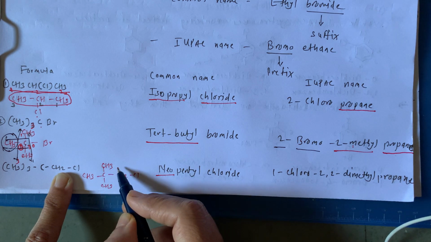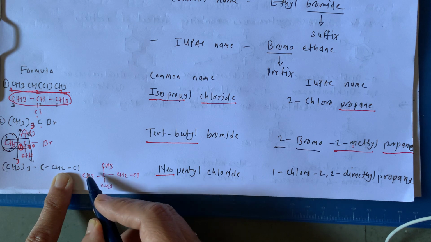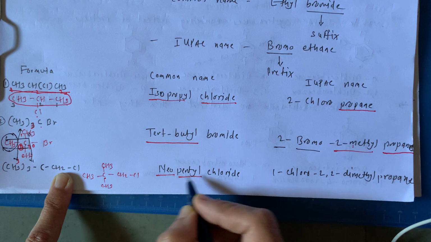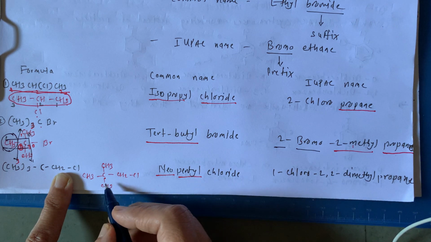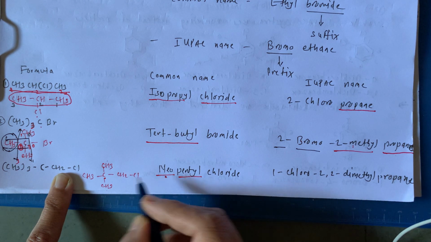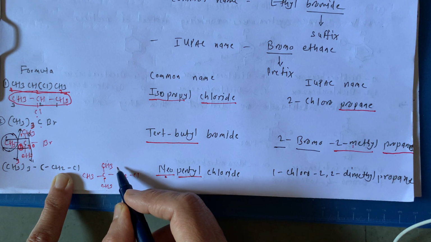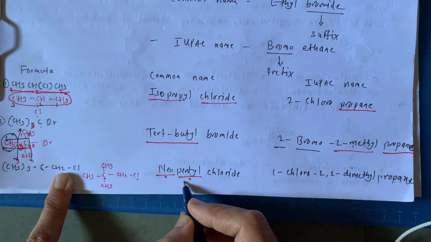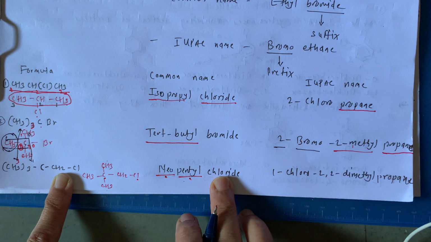How many carbon atoms are there in total? 1, 2, 3, 4 and 5. So this is our pentyl, neopentyl. At the second carbon, when there are 2 branches, then that group is known as neo. How many carbons are there in total? 5. So this is a pentyl group. And chlorine is attached, so this is neopentyl chloride.